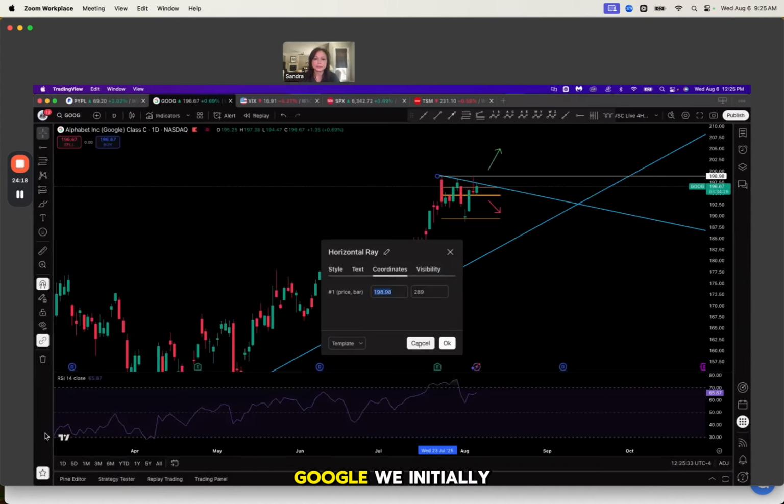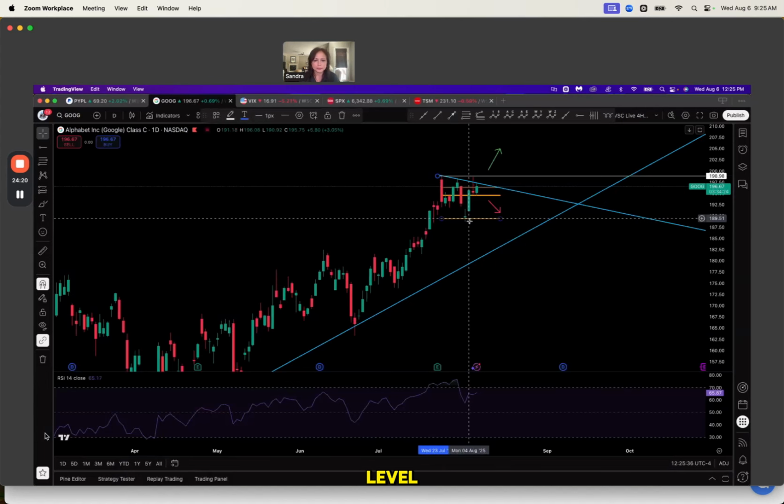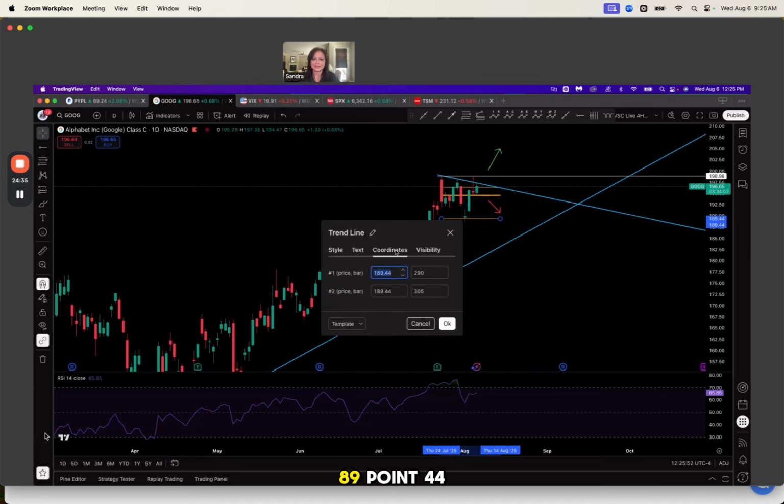For example, on Google, we initially broke below that level, but the candlestick didn't have a daily closing below that level. So we can see that even though many times they work up to the cent, we can expect them to be like 189.44, and that is exactly the level.